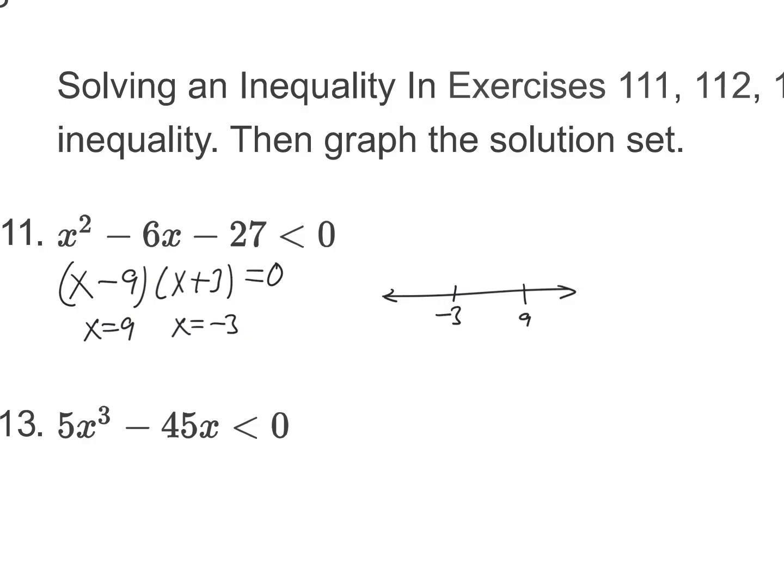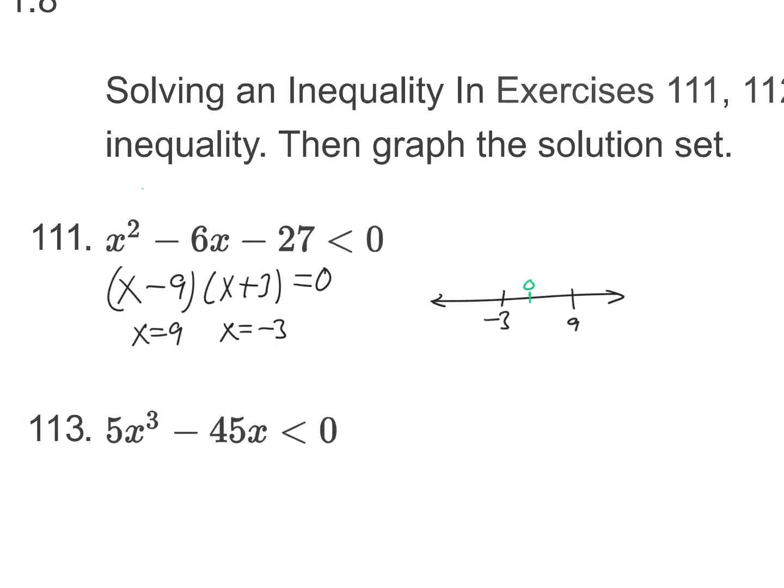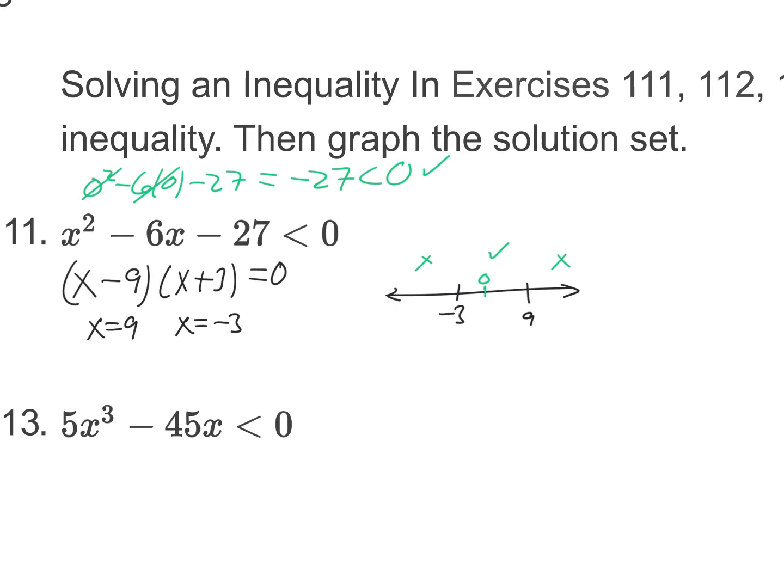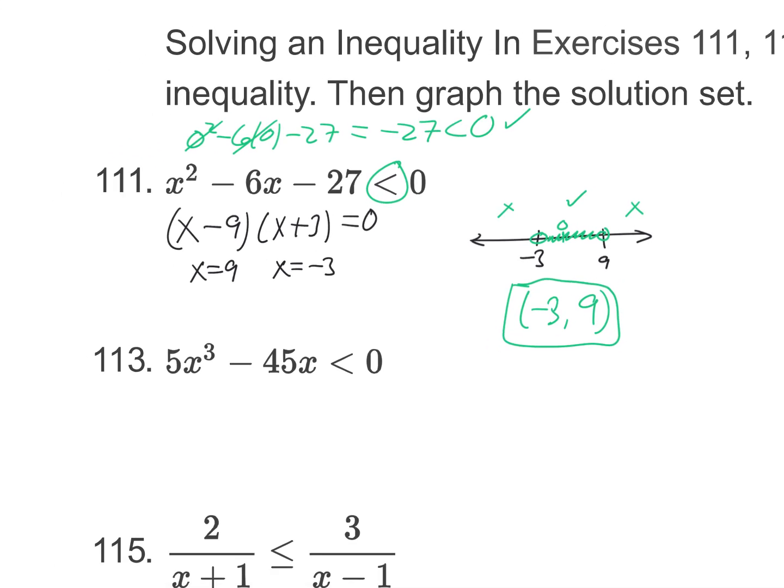The easiest number to test is 0, so I'm going to put 0 right there. Then I get 0 squared minus 6 times 0 minus 27. 0 cancels these things out, and so I get negative 27 is less than 0, which is true. So our middle section works, and our outer ones don't. Because this is a strict inequality, I'm going to have open circles. Going from left to right, this is going to be negative 3, comma 9 with parentheses. And so now let's try 113.